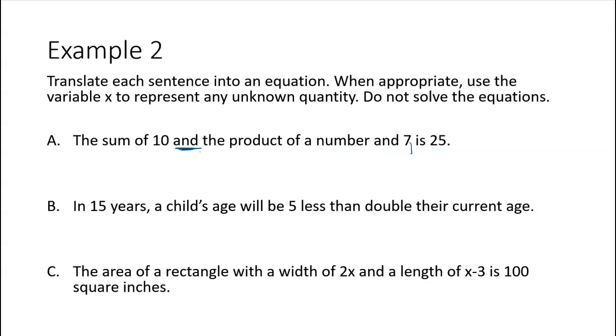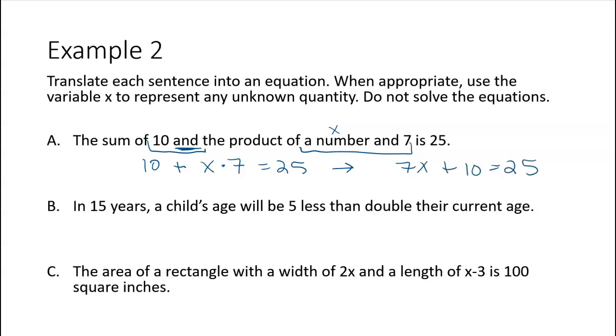Okay. So product of and then sum of 10 and. So let's make sense of this here. So the sum of 10 and, the product of, so now we've got a multiplication, a number we don't know, times 7, product is 25. Well, let's just reorder that. 7x plus 10 equals 25. We'll talk about standard form later, but we want to have our higher degrees in order from left to right and our constant terms last. So there we go. Is equal.